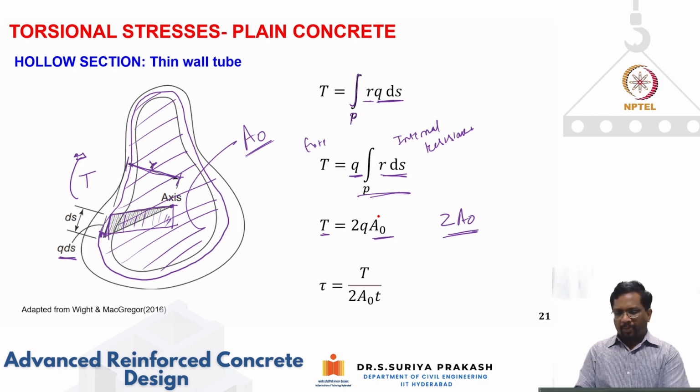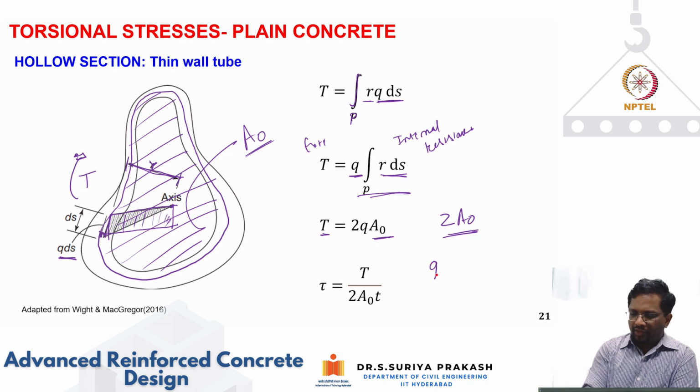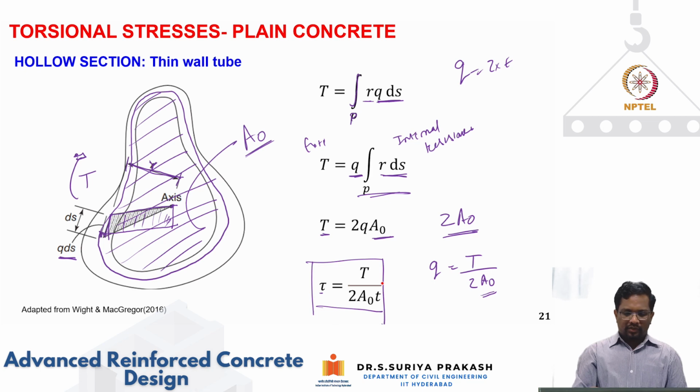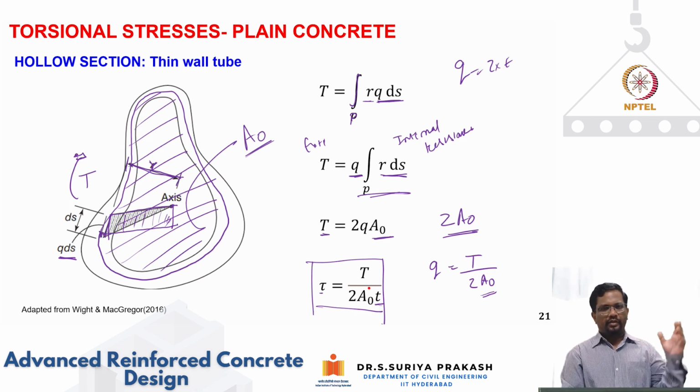And we know that. Now how do we establish this? Now we can write q as T divided by 2 times A naught. And what is q? q is nothing but tau times t. So shear stress can be written as T divided by 2 A naught, divided by the thickness of the tube. Depending upon where you are calculating, of course the thickness is going to change. In this way we can relate shear stress to the applied torque.